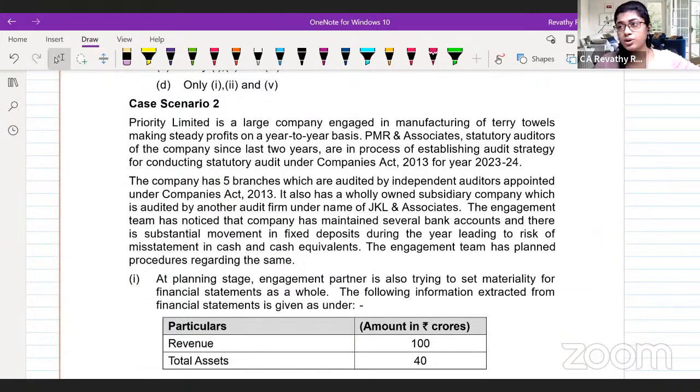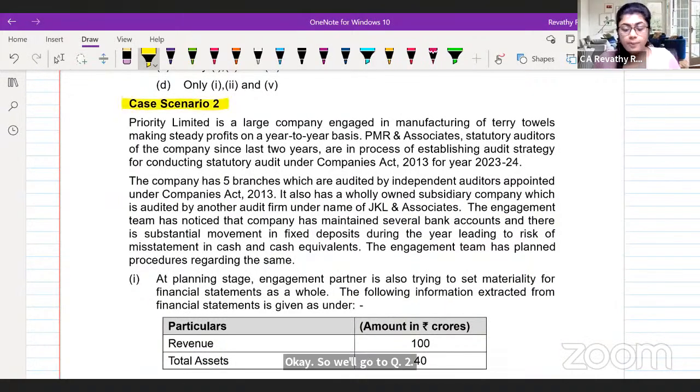So this was bank auditor, Q1, question 1. Okay, so we'll go to Q2.